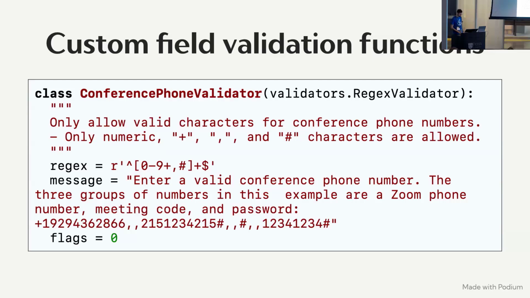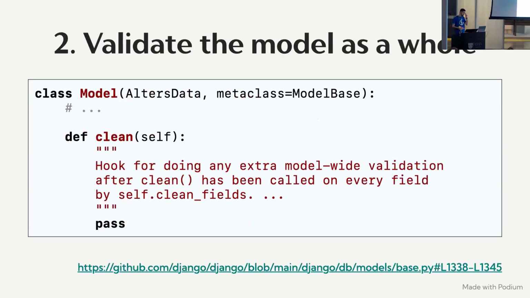That part is simple enough, but what about the rest? Step two is to validate the model as a whole. This is done by invoking the clean method on your model class. What is the clean method? It's a special method provided by Django's base model class, which does nothing by default. This is direct from the source code here. But it serves as a hook for you to add your own validation based on your specific model's needs.